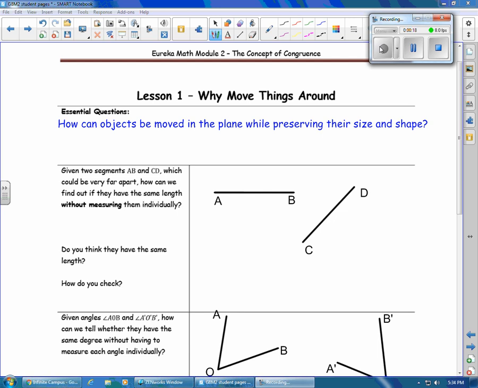Now, I realize that you do not have the same drawings on your page that I have on mine, so I'm going to ask you to copy my drawings as best you can, and I'm going to read the directions, and then we'll go through what we're doing on this page.